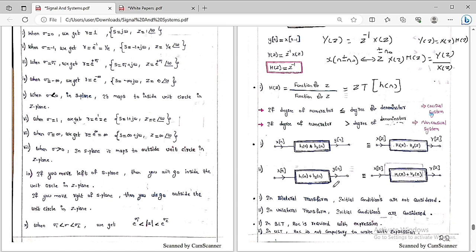In the unilateral transform, initial conditions are considered. I already told you the unilateral transform is integration from t equal to 0 to plus infinity, or sigma n equal to 0 to plus infinity. In that case, the initial conditions are considered. So in the case of the unilateral transform, initial conditions are considered.